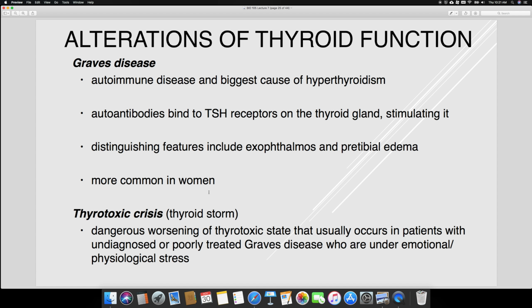Now, a thyrotoxic crisis or a thyroid storm, this is a dangerous condition where there's a worsening of the thyrotoxic state. And this occurs most often in patients who are either undiagnosed or they're not being treated properly for their Graves' disease, and especially when they're under emotional or physiological stress. Because stress is going to increase sympathetic response, and that's just going to exacerbate all of the symptoms of hyperthyroidism.